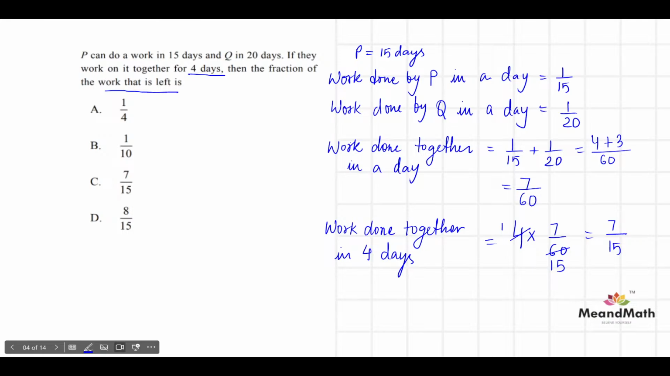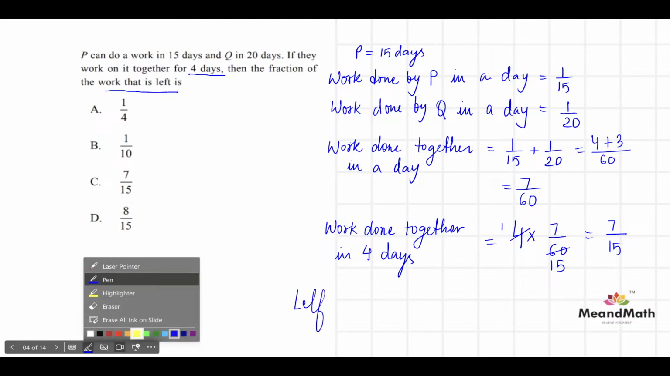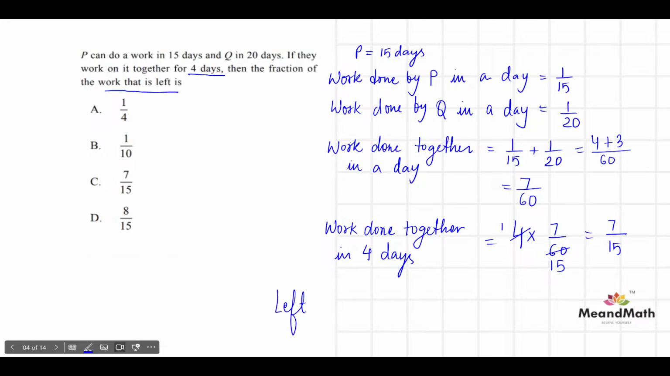So if 7/15 is done, we have to find out the fraction of work that is left. So the fraction of the work left would be, I'll try this time to write left properly. Left would be 1 take away 7/15, right? Just solve this. It will give us 15 take away 7 over 15. What that is? 8 over 15. That means D part. Correct? So D part is the answer.